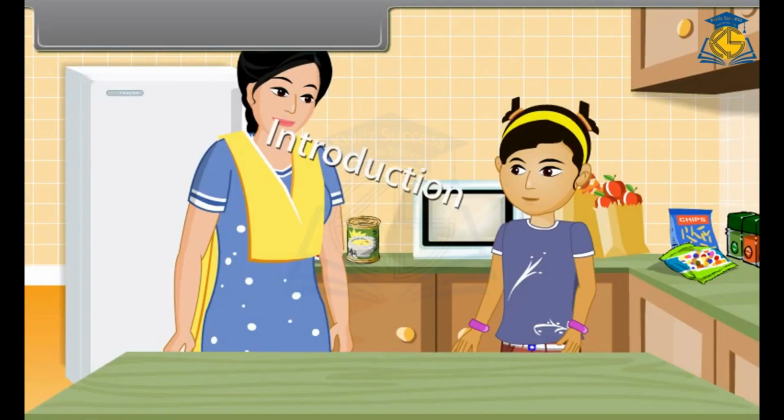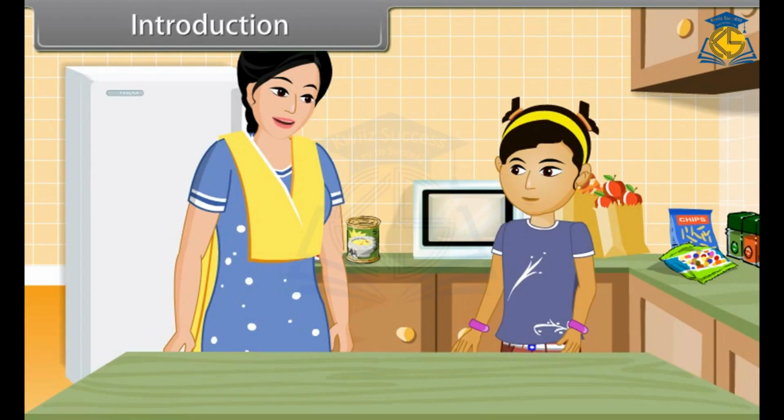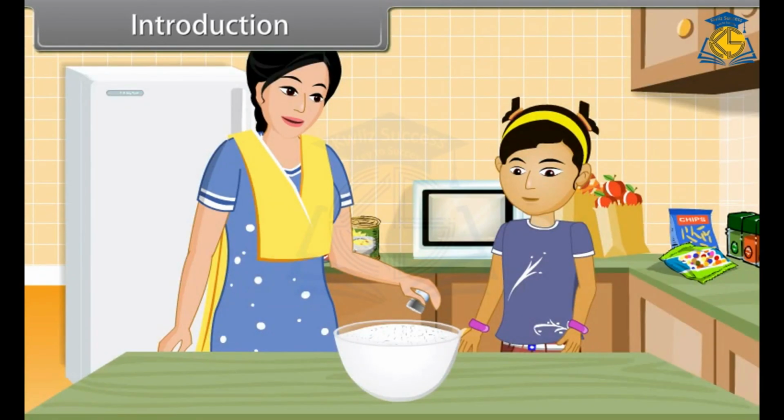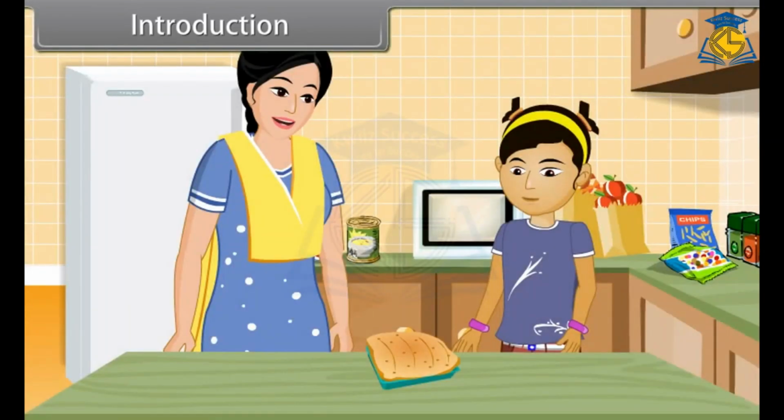Introduction. Divya, today I will show you how to make a soft bread. Mother, I would love to see that. First of all, we take a bowl and put all the ingredients into it to make a paste. Now we add yeast in the mixture and keep it for some time. Then it will be ready for baking.